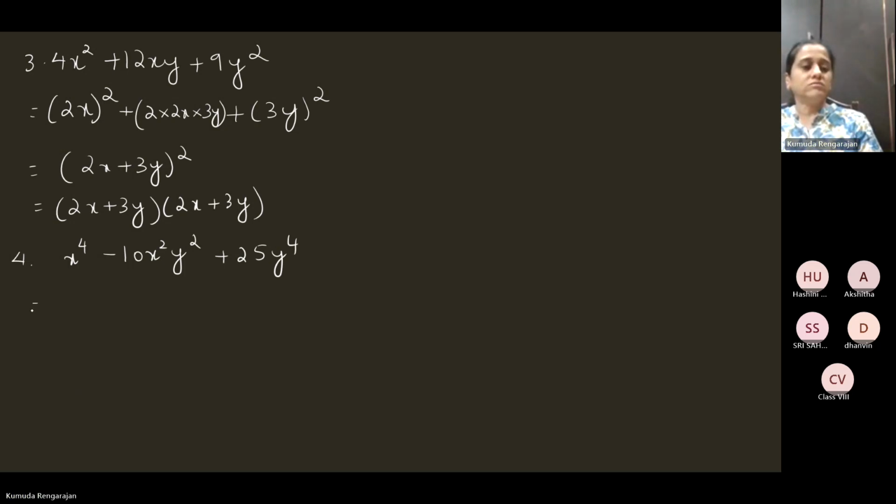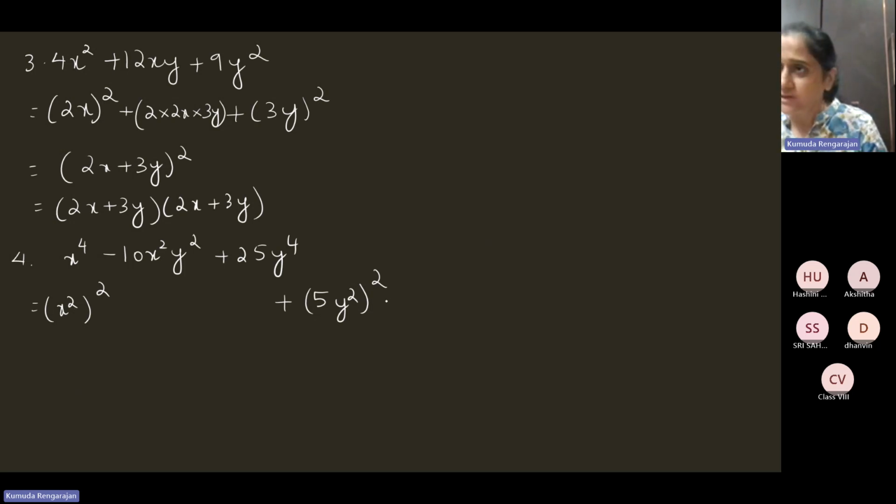Okay, so x squared the whole squared is x to the power 4 and 5 squared is 25, y squared the whole squared is y to the power 4. So a is x squared and b is 5y squared. Okay, with x squared as a and 5y squared as b, let's see if we're getting the middle term. So minus 2 into a into b. Check. 2 fives are 10, x squared y squared. Yes.